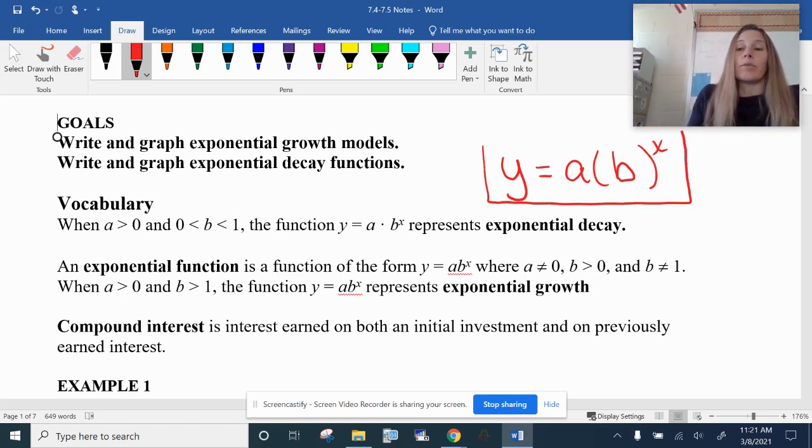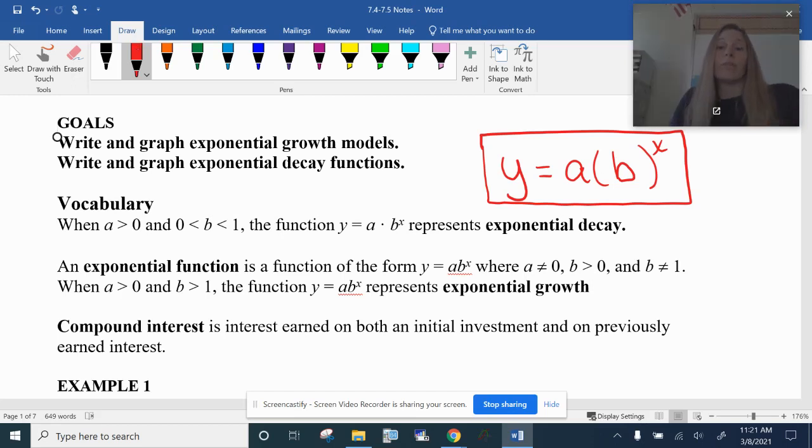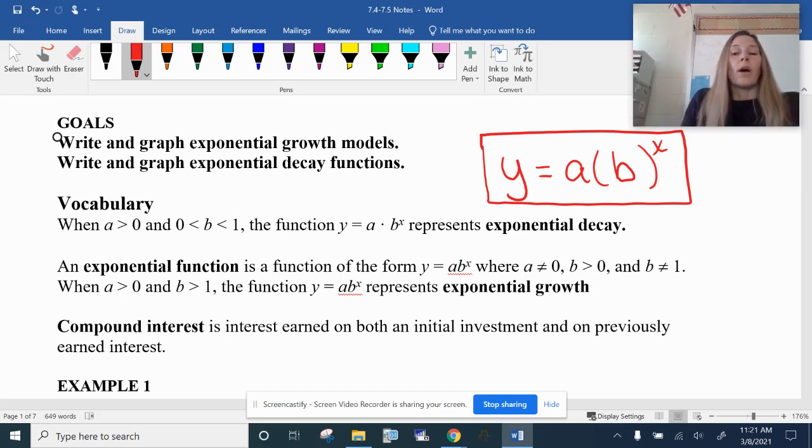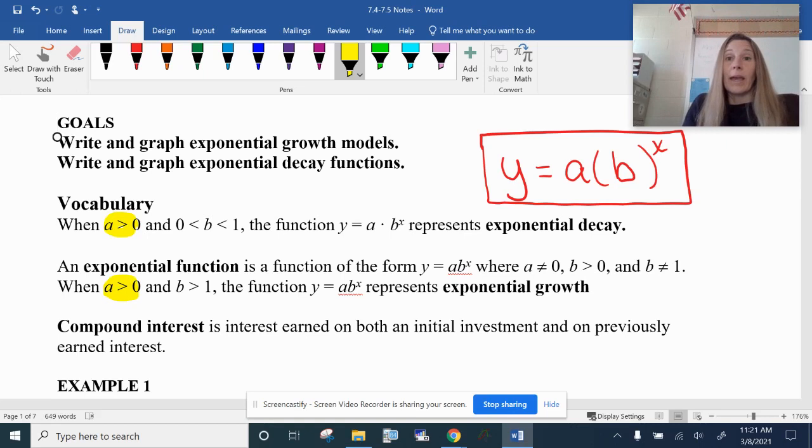And I like to use the parentheses around that b value just to act as a reminder that when we use order of operations, we have to make sure we do the exponent calculation before we multiply by that a value. All right, so now to differentiate between exponential decay and growth. In both situations, they need to have a positive a value, or the a value has to be greater than 0, because that's going to be that initial starting point.